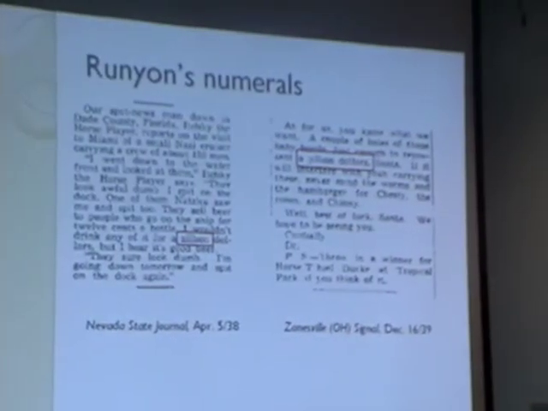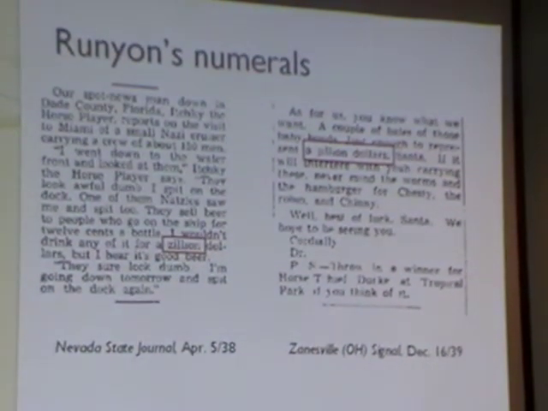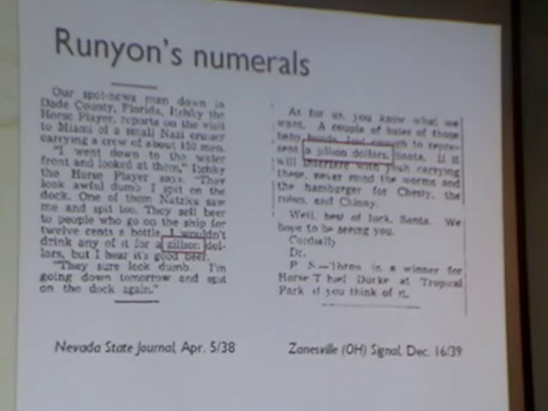And here we have a couple of examples, one from '38 from the Nevada State Journal, one from '39 from the Zanesville, Ohio Signal, where Runyon is using one or the other entirely interchangeably. And he used about 10 or 12 examples of Zillion and Jillion in sort of the years between '38 and '46.